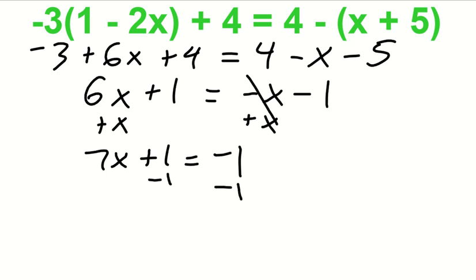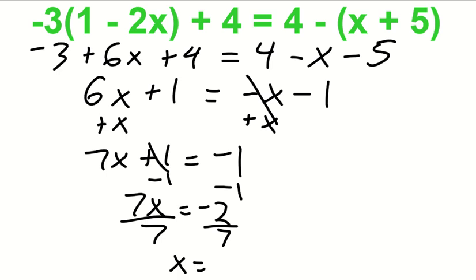Then we start moving things away from the variable by doing the opposite. So I got 7x equals -2. The sign's the same, so I added, kept the sign. Divide. Since I've got a fraction, just keep it that way. So I got -2/7. Any questions on that? So somewhere on your test, you'll have to solve an equation.